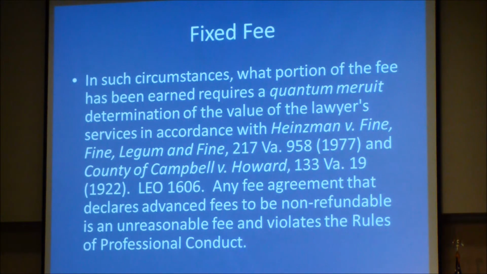Correct answer is A. It is never proper for a lawyer to have a non-refundable fee provision in their contract unless the contract is a classic general retainer. But this is a fixed fee contract. A fixed fee contract is a flat fee that the lawyer charges for performing a specific matter for a client. I will represent you on a DUI charge for $5,000.